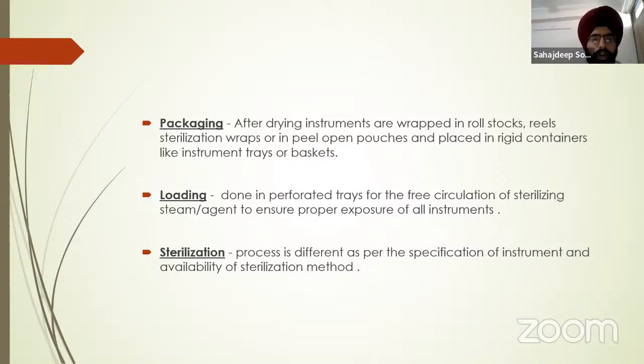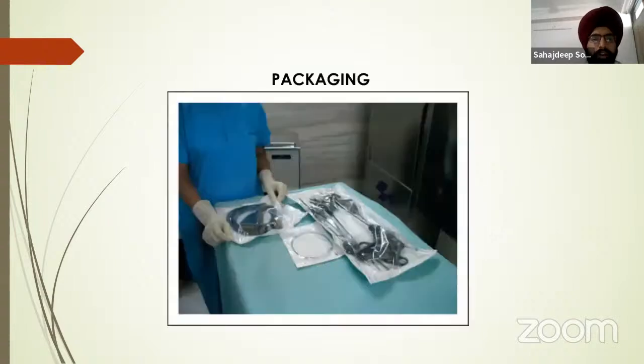After packaging comes the loading, which is done in a perforated tray for free circulation of sterilizing steam and agent to ensure proper exposure to all instruments. Then comes sterilization, which is different as per the specification of instruments and availability of sterilization method. These are the images showing packaging. Packaging is mostly done in open peel pouches before placing them inside a sterilizer.